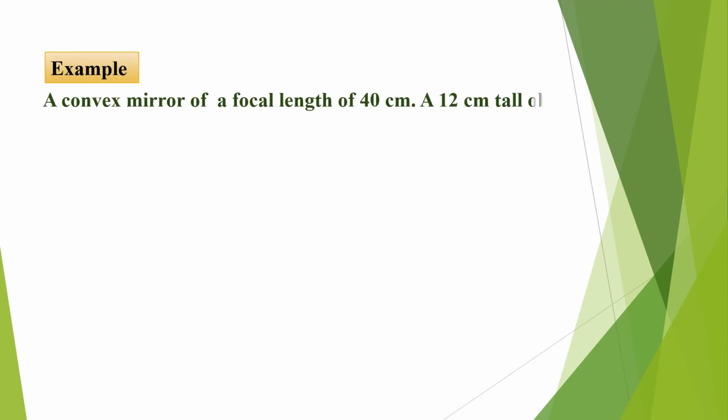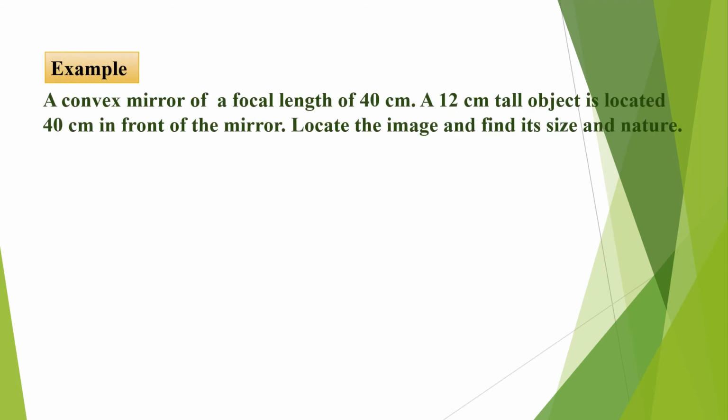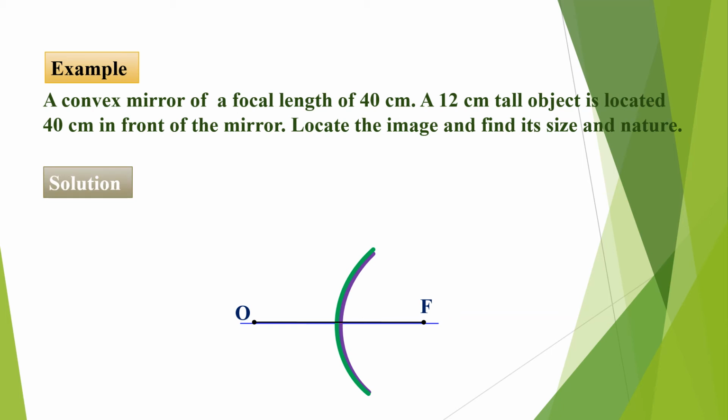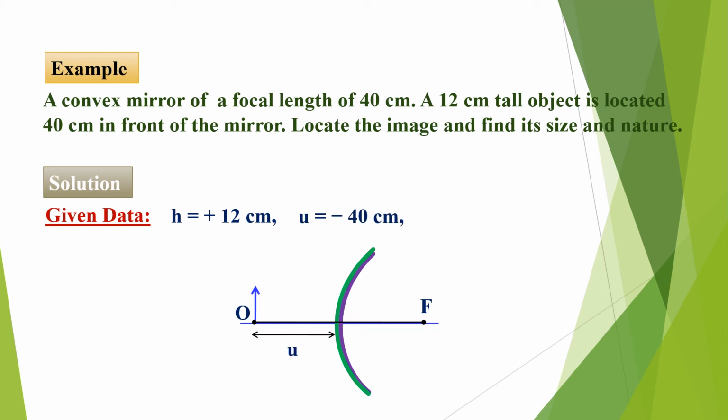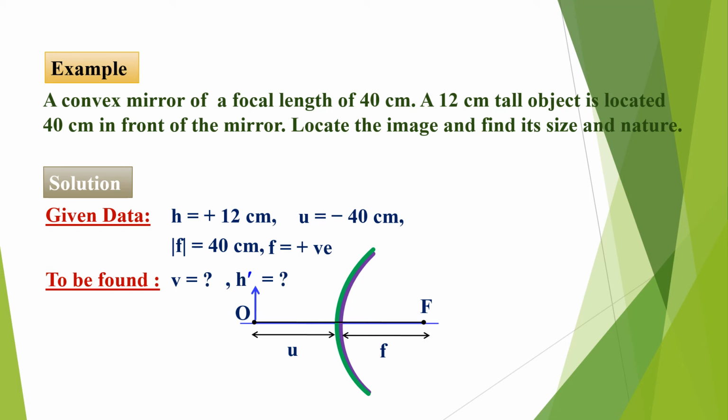Next example: a convex mirror of a focal length of 40 centimeter. A 12 centimeter tall object is located 40 centimeter in front of the mirror. Locate the image and find its size and nature. This is a convex mirror, and object height of plus 12 centimeter is kept at a distance of 40 centimeter. It should be taken as minus 40, and focal length is plus 40 centimeter for the convex mirror. To be found here: the image distance and height of the image. Based on this, you can tell the nature of the image formed.